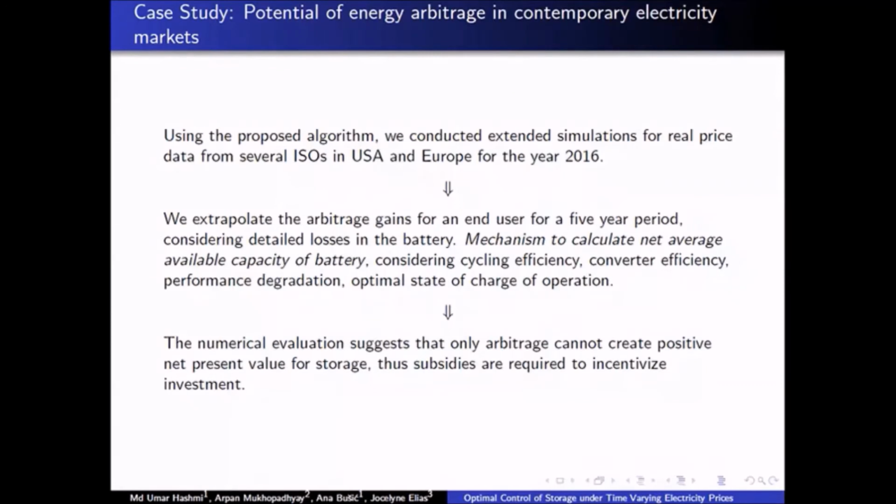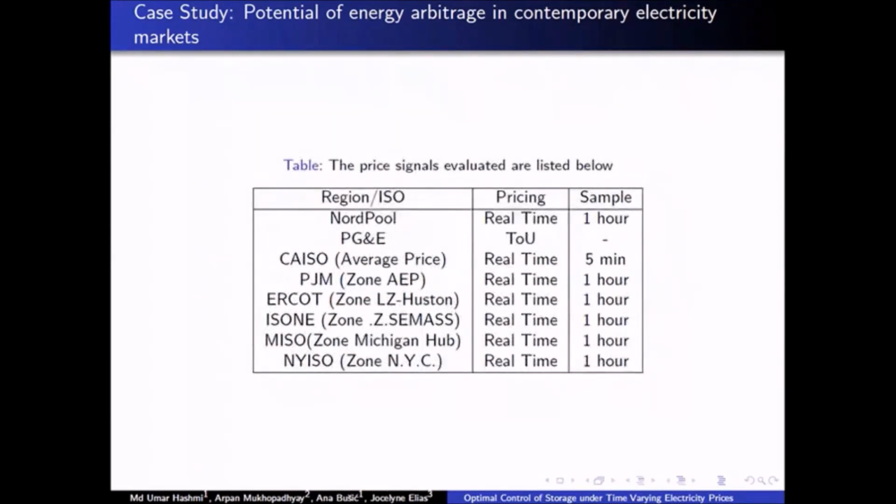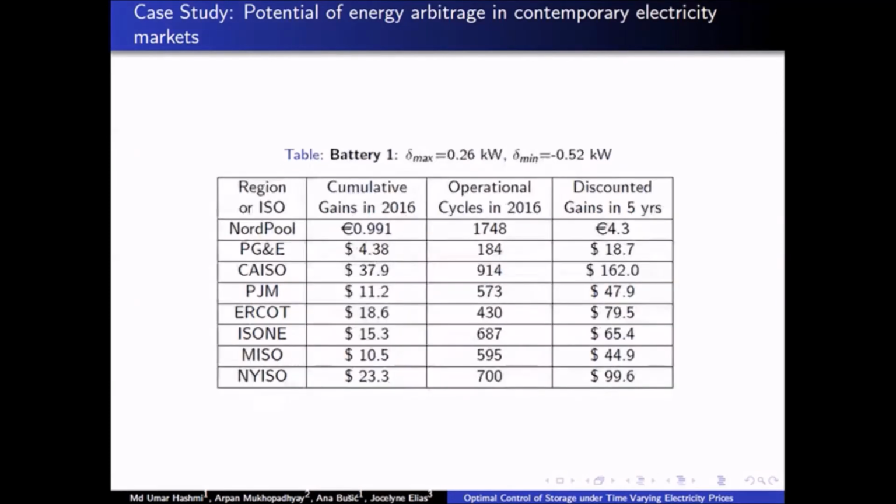We propose a mechanism to calculate the net average available capacity of the battery, considering various kinds of losses listed here. The numerical evaluation suggests that only arbitrage cannot create positive net present value for storage. This implies subsidies are required to incentivize investment. Our numerical results are evaluated for these ISOs having the pricing mechanism of real time, of time of use, and the sampling time is also tabulated in the table.